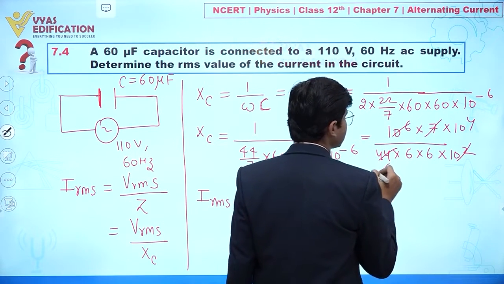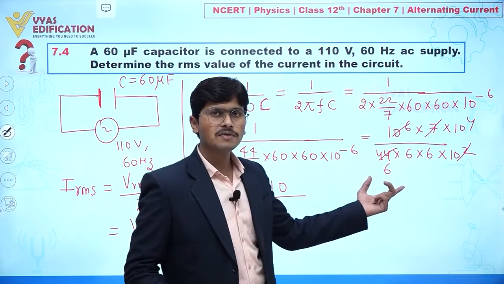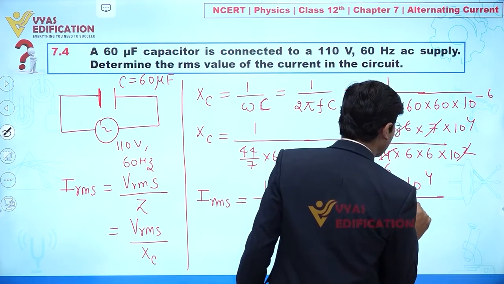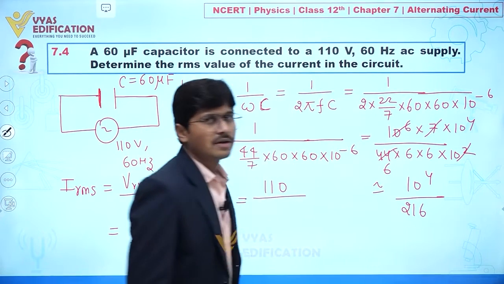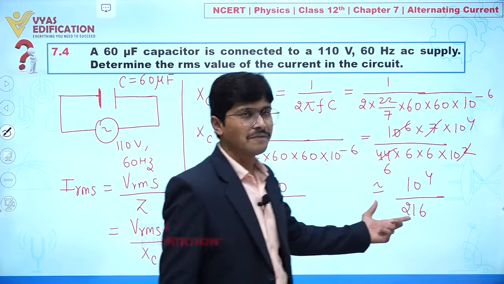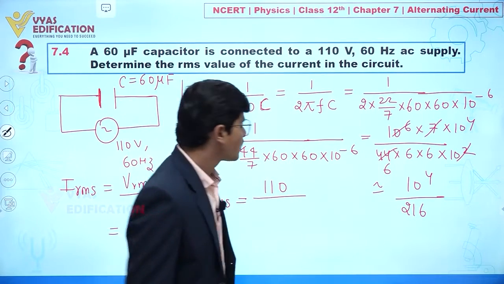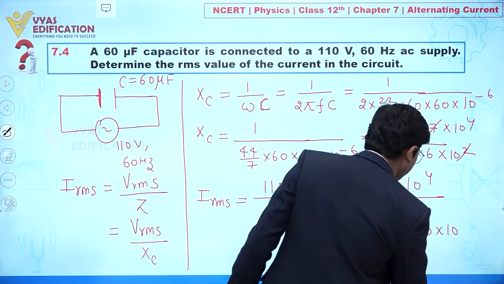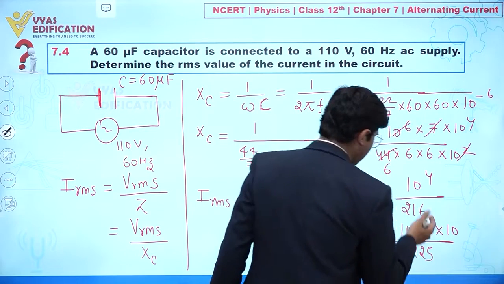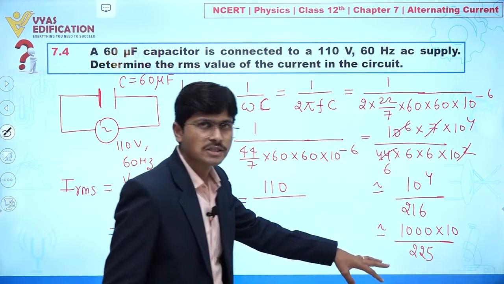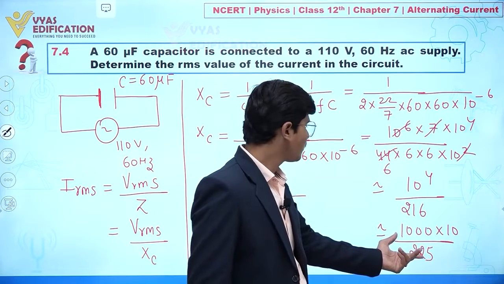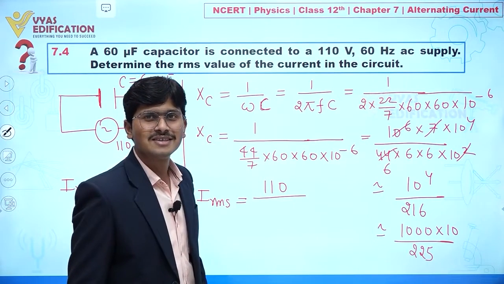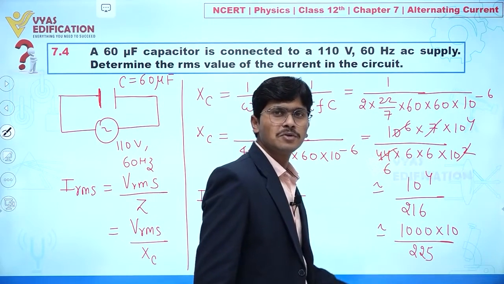Approximately I am taking this as 6 times, so this is 1 upon 6 cube, near about 10 to the power 4 and 216. Now let's suppose I am taking this as 225, near about. I know there is a difference between 216 and 225, but if we calculate here, we will find 225 divided by 1000, divided by 225.